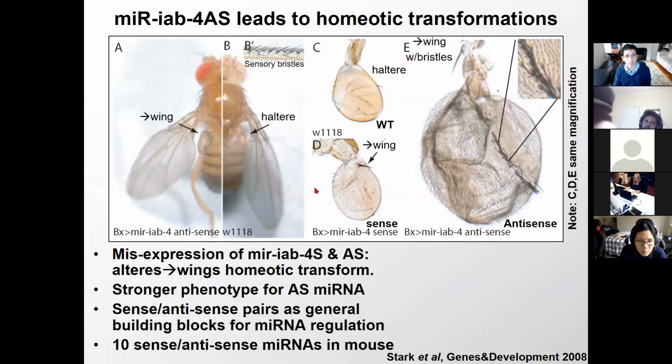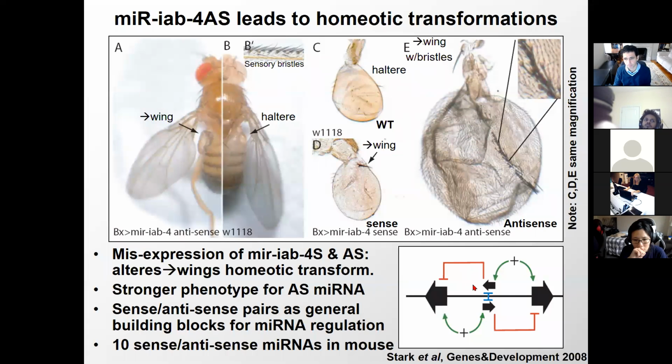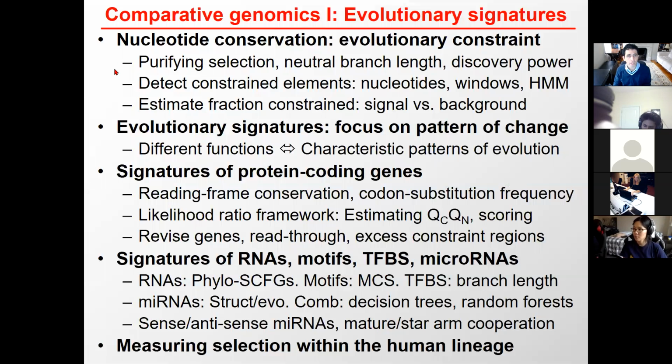And the prediction that Alex Stark made was that if you were to ectopically express this sense versus antisense microRNA, you would lead to a morphological change in the Drosophila. And indeed, you can see that this flight balancing organ called a haltere was in fact transformed into a wing just by changing the balance between the sense and the antisense microRNA. Again, serving as a switch where the sense one would be repressing this gene and the antisense one would be repressing the other gene. So that concludes our lecture for today.